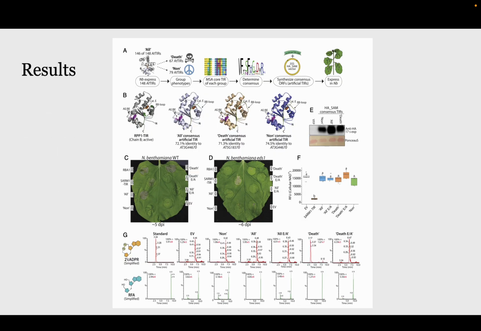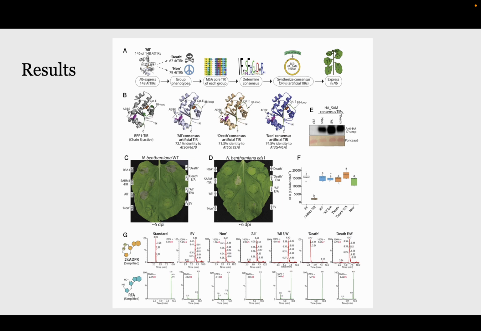The first image correlates to the first result. A shows the process of gene cloning, DNA carrier construction, and the consensus determination. B shows the protein structure of each of the artificial TIR proteins. C and D each show a leaf that has been treated with the different kinds of artificial TIR proteins. E is an immunoblot showing substitutions to the DNA base pairs and how that has affected the TIR proteins.